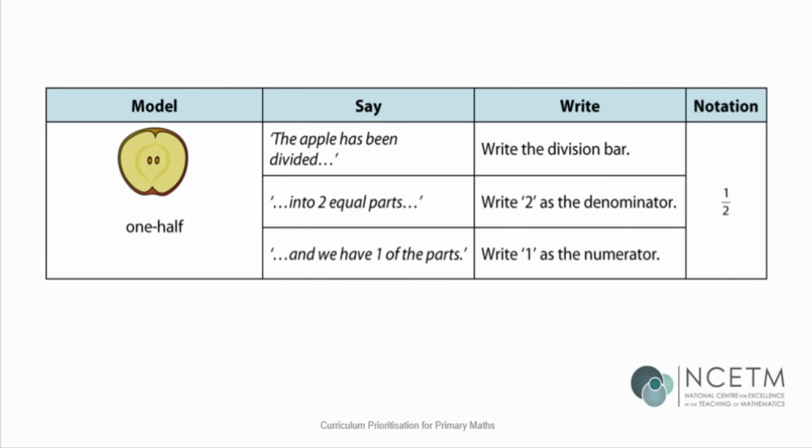So have a look at this picture. We have a model. We have 1/2 of an apple. What we can say is the apple has been divided into 2 equal parts. And we have one of the parts.